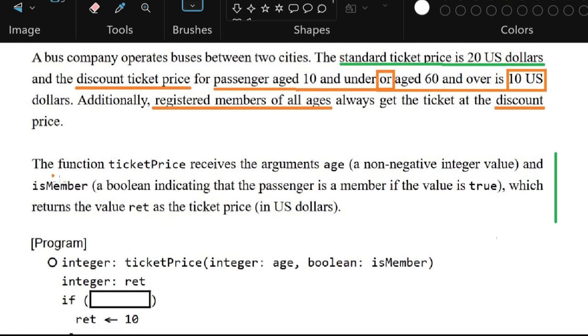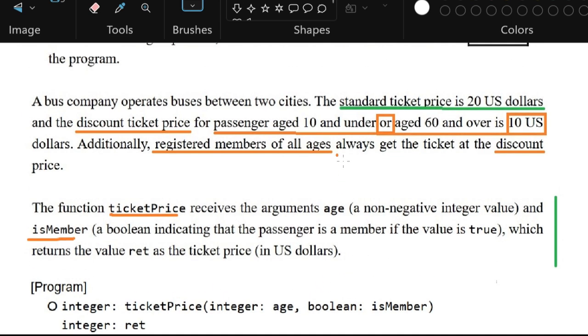This part about the function, ticket price, receiving the argument age, a non-negative integer value, and this other function which is member. And it says here a boolean indicating that the passenger is a member if the value is true. I think these are the functions that we will encounter in the program. But first, let's see if we can understand really what's happening here.